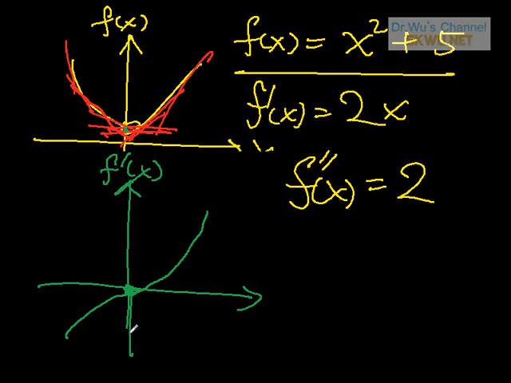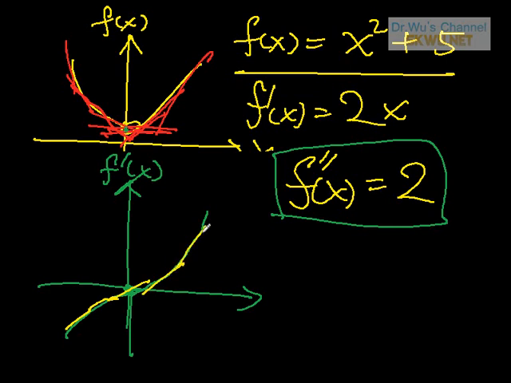So the question is, why are we going to differentiate one more time? We need to differentiate one more time in order to get a number. Think about this. The slope in here is a positive slope, positive slope, positive slope.